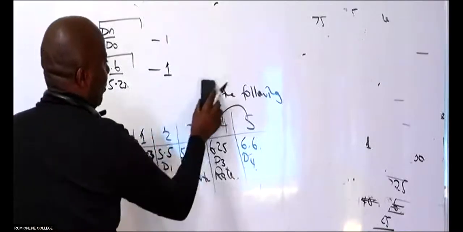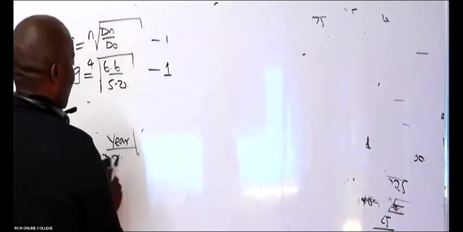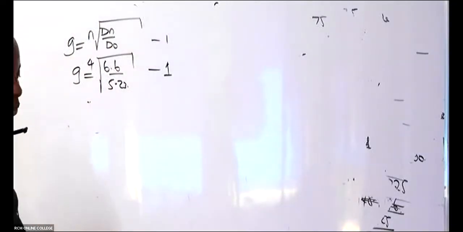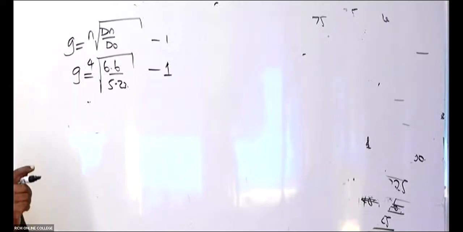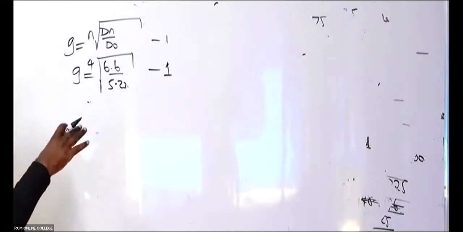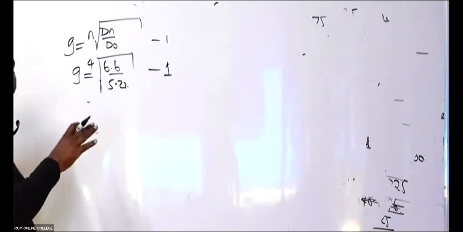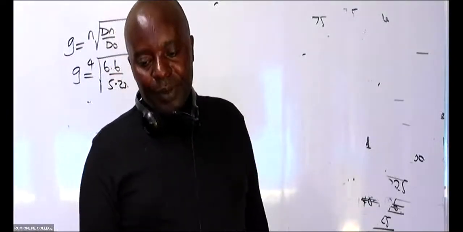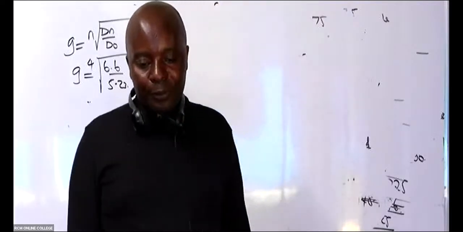Is there anybody who is able to give me this growth rate? Yeah, you can also decide to use n minus 1, so say 5 minus 1. But the better approach, regardless of the method you use, remember this will be 4, not 5.